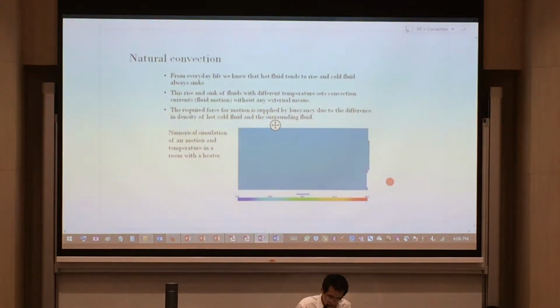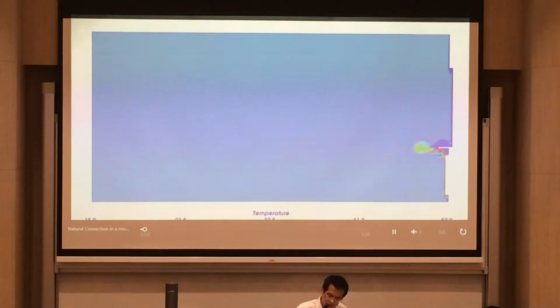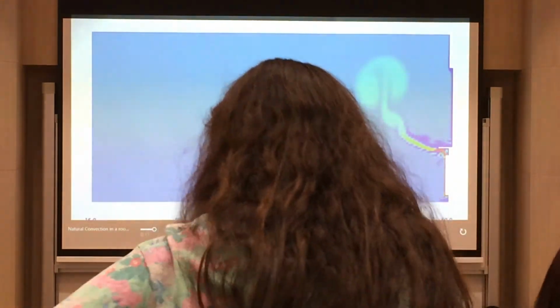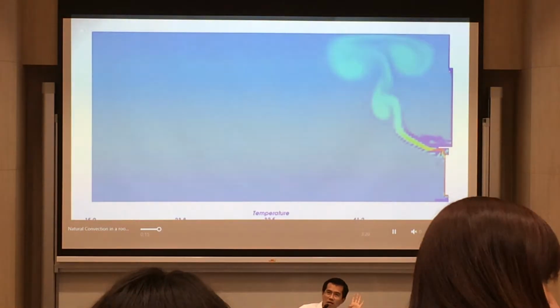Now I want to show you a video clip about this natural convection, and I'm going to fast forward that video clip so that we can save more time. What you can see over here is a heater. That's a heater that I was saying, if you were to go to Glasgow, maybe you can take a picture and send it to me. That heater is usually placed underneath the window. And you can see that part is dark blue.